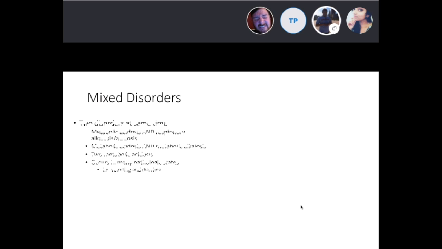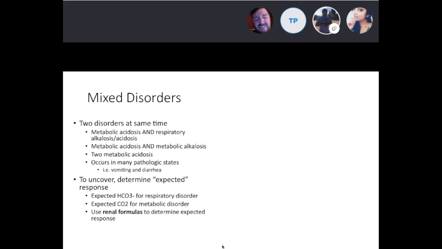So now, talking about mixed disorders, there are two disorders at the same time. You can have a metabolic acidosis and a respiratory alkalosis or acidosis. You can also have a metabolic acidosis and a metabolic alkalosis, or just two metabolic acidoses. They occur in pathologic states such as vomiting and diarrhea. And to determine the expected response, we're going to look at the expected bicarb for a respiratory disorder or expected CO2 for a metabolic disorder. We're going to use formulas to determine that expected response. So if the actual and expected don't match, you know that there's a secondary disorder present.